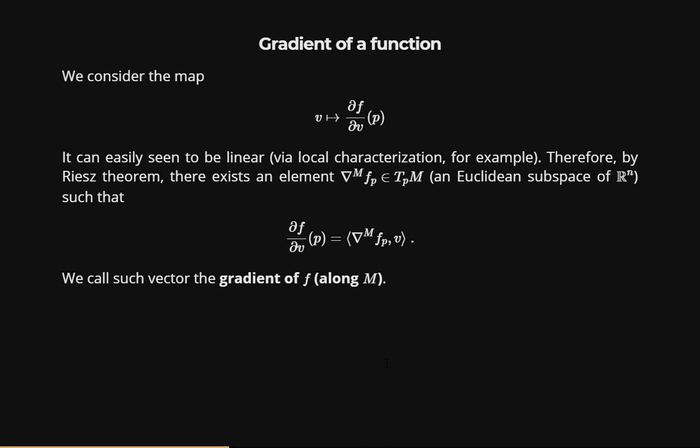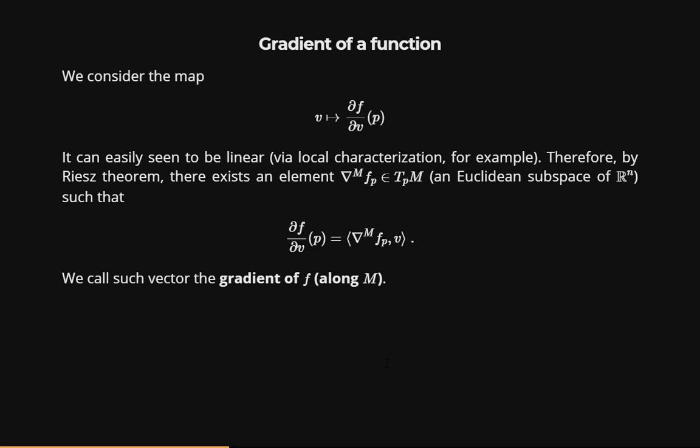So this is a linear functional, so we can find an element of the tangent space, which is a Euclidean subspace of Rn, so a space with a Euclidean structure, with a scalar product. We can find an element such that the directional derivative of f along v is just a scalar product between this vector and v for every v. Again, we are fixing f and p, and you see that this vector depends on f, on p, on M. This vector is the gradient of f along M in p.